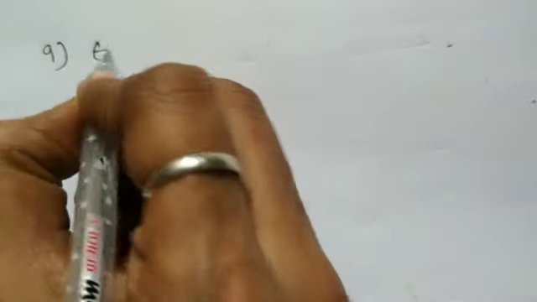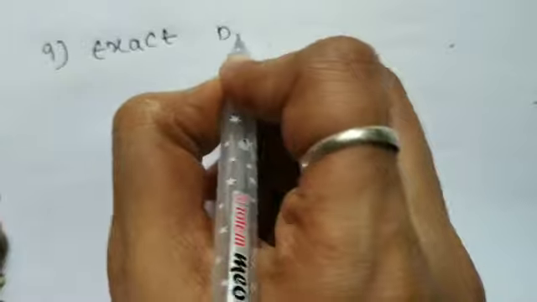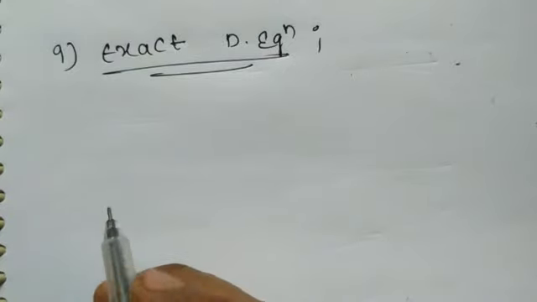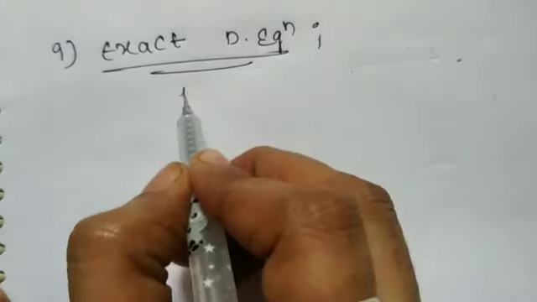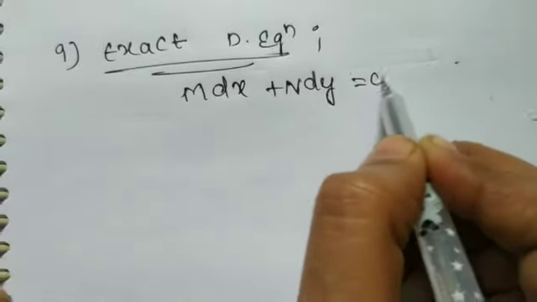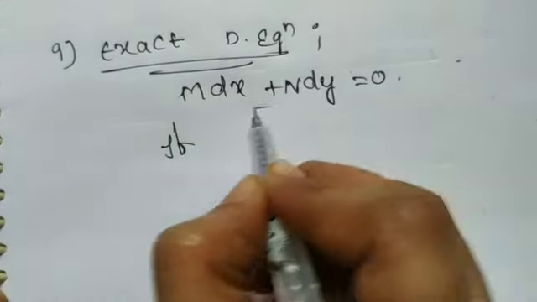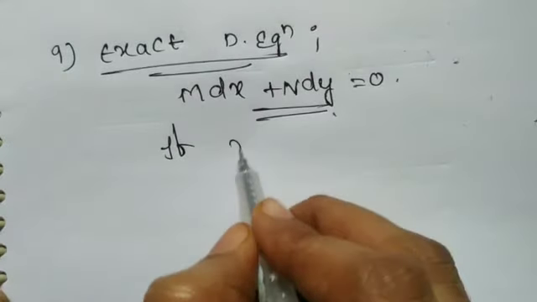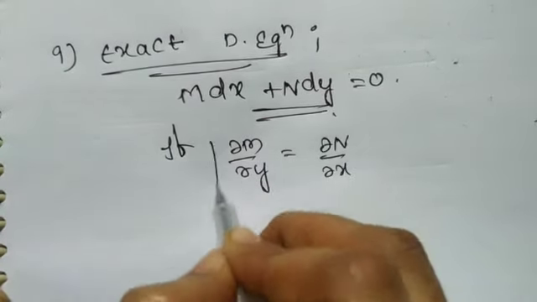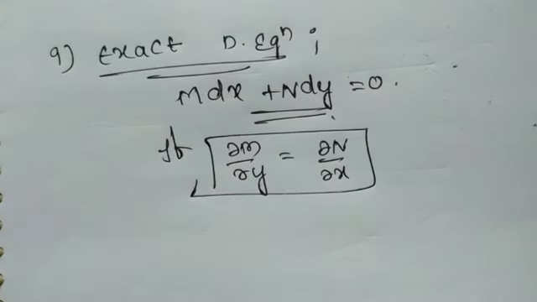Next one, exact differential equation. An equation which is said to be an exact differential equation is in the form of M dx plus N dy equal to 0. If it is exact, then ∂M/∂y equals ∂N/∂x. So this is an exact differential equation.